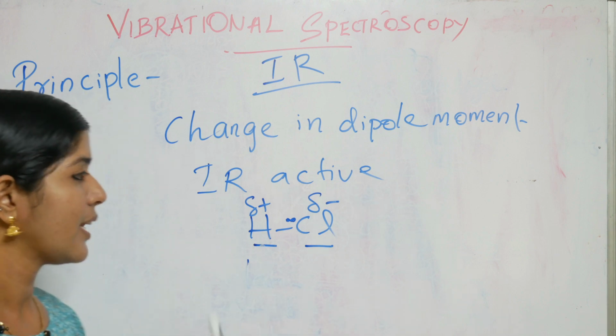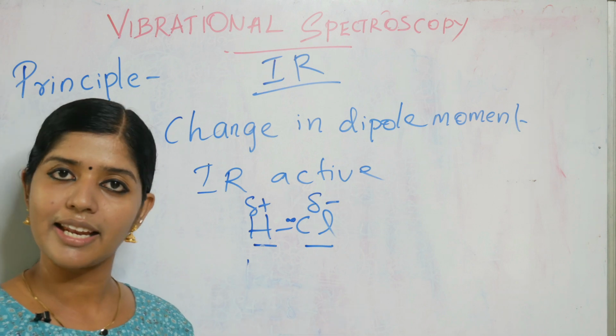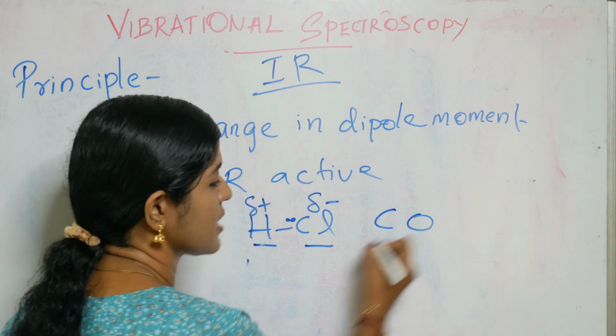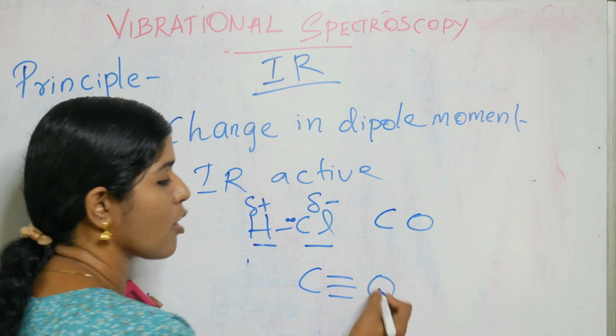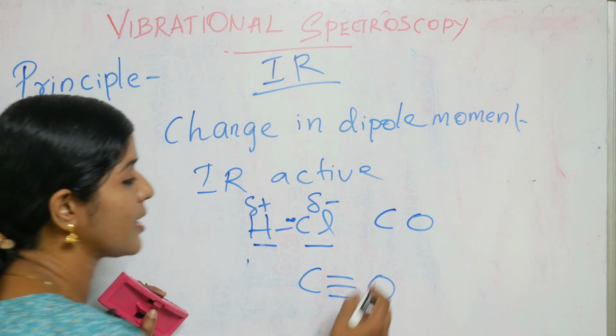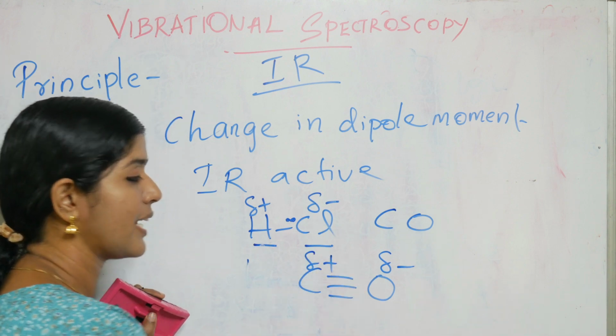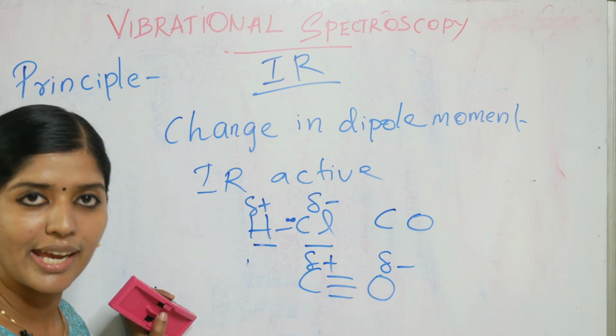So in the case of HCl, that is IR active. And if I write the molecule CO, CO is C triple bond O. Oxygen is more electronegative than carbon, so oxygen will have a partial delta negative charge and carbon will have a partial delta positive charge. It is also IR active.